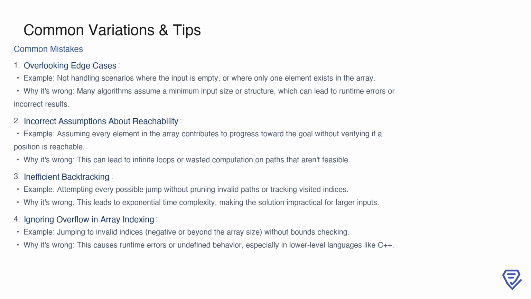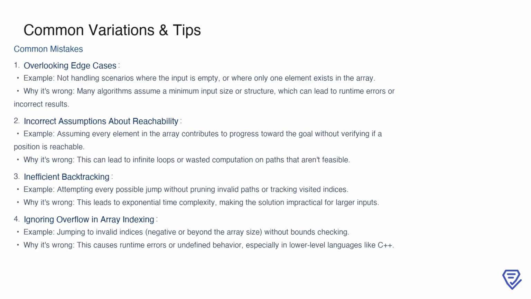When working on the jump game problem, there are several common mistakes to watch out for. First, overlooking edge cases can be a big issue. For instance, not handling scenarios such as an empty input array or an array with just one element often leads to runtime errors or incorrect results. Many algorithms assume a certain minimum input size or structure, and failing to check for this can cause problems.